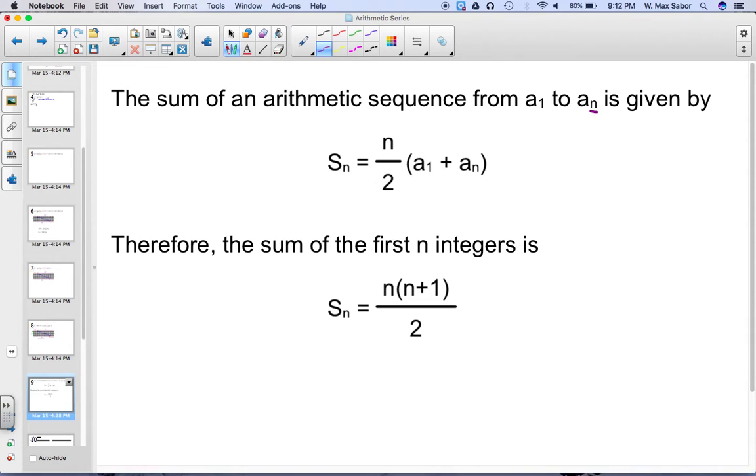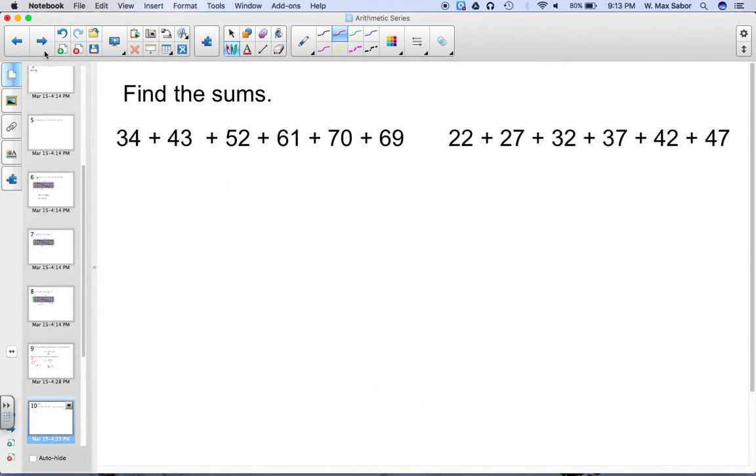If you look at the specific case where we're looking at the sum of the first n integers, so we're adding 1, 2, 3, 4 all the way up to 78 or some number n, it's n over 2. That's still there. And then the first number is 1. A sub 1 is 1 here. And a sub n is n here. So then we have n plus 1. And that gives us our formula.